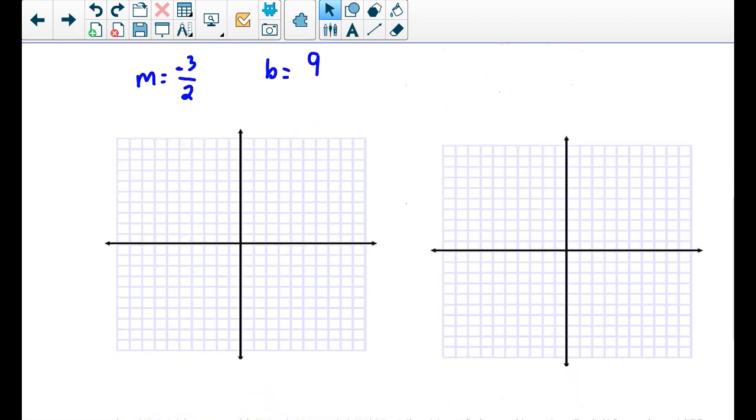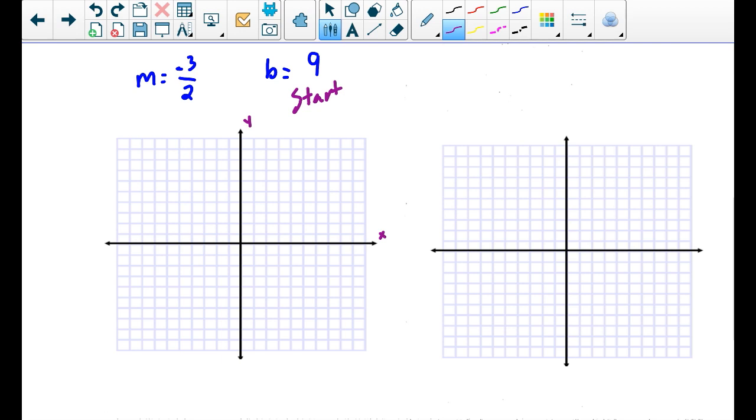Okay? So we start with our y-intercept. So here's where we start. So start with 9. So y is 9. Again, x-intercept, y-intercept. So go up to 9. 1, 2, 3, 4, 5, 6, 7, 8, 9. So here's my starting point. Y-intercept of 9.